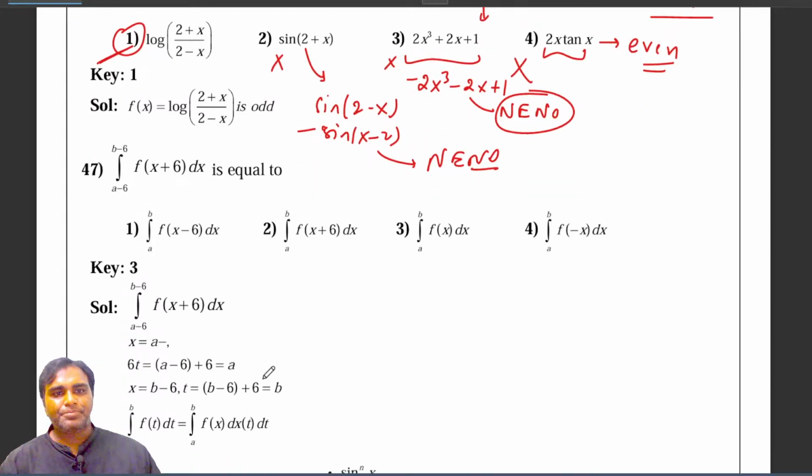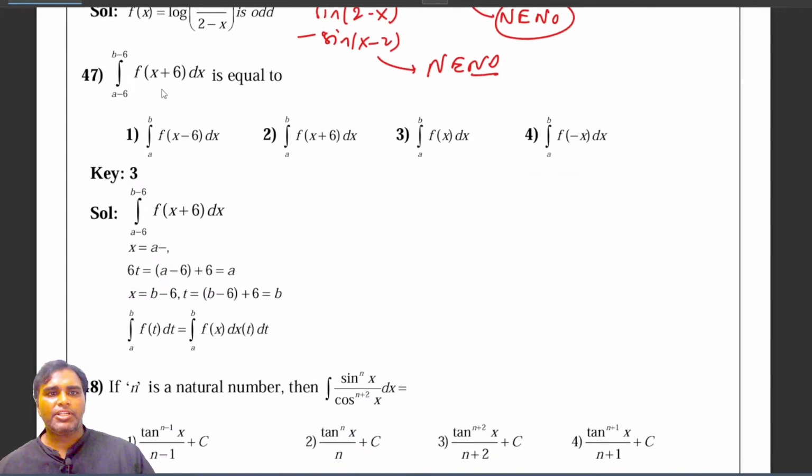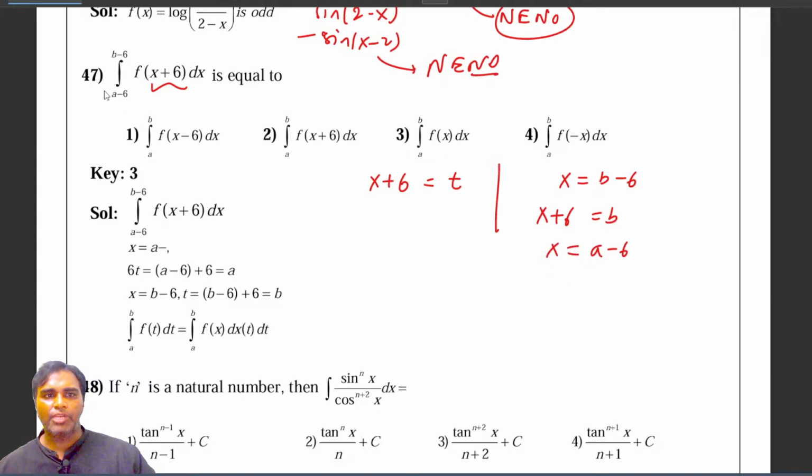47. 47 is nothing but, it's very simple. Let's take x plus 6 as t. Clear? Now what is the x value now? It is t minus 6. So what is x plus 6? That is b. And the lower limit is a minus 6, this is the limit of x values now. Basically this is the limit of the values of x.